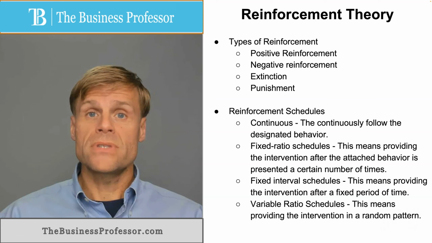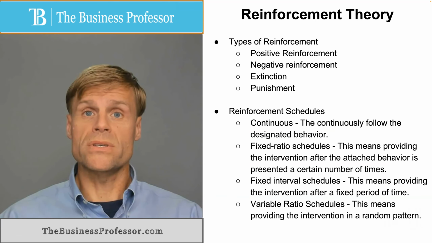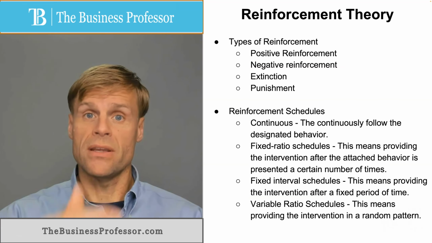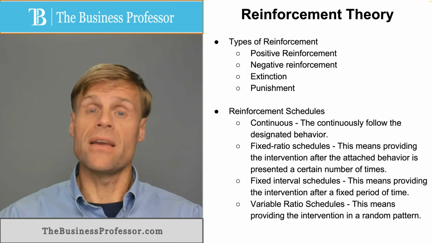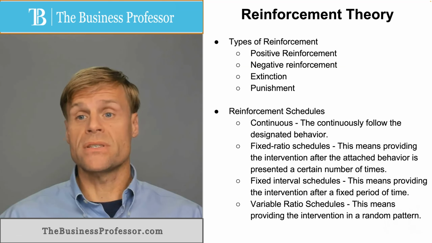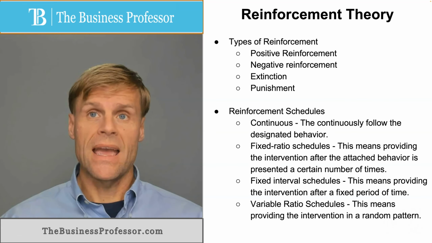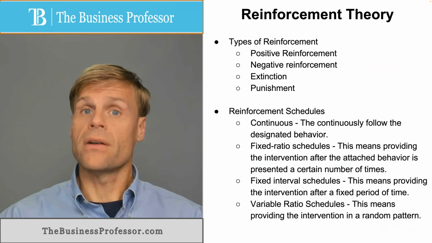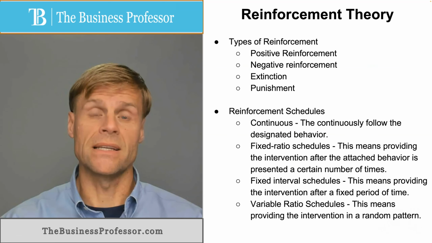Fixed interval schedules are based upon a time period. Ever so often you reinforce a particular type of behavior to make certain that there's still the association there between whatever reinforcement mechanism you're using and that behavior, so there's no loss of connection between the two. And then variable ratio schedules, that's simply when you do it haphazardly or randomly as a sense of reinforcement. And any of these can be used in various scenarios depending on the nature of reinforcement and the type of behavior that you're seeking to reinforce.